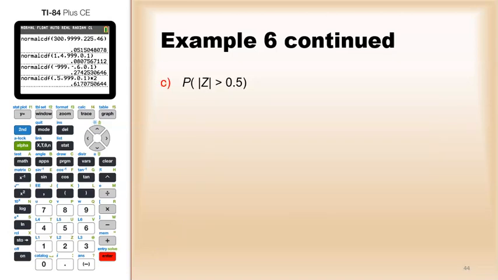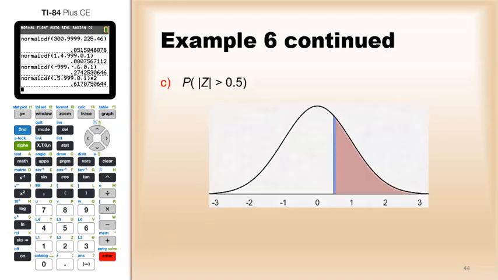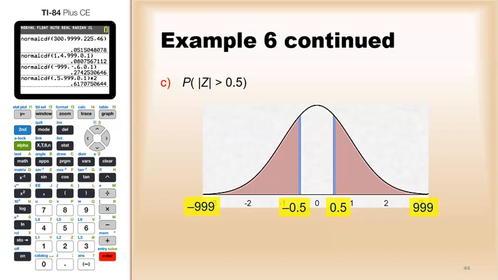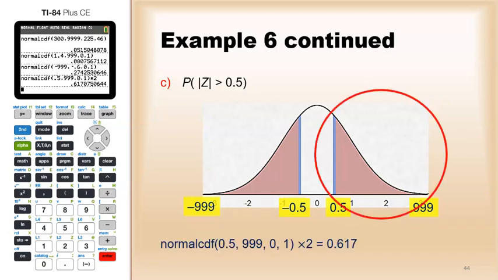For part C, the absolute value is greater than 0.5. You find for one side, so 0.5 to 999, okay, and then double it. Okay. So what we do is we find one side, times it by 2, we get 0.617.